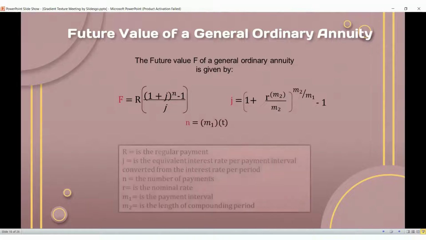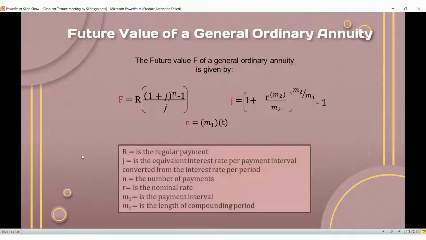Ano yung j? So ang j is the equivalent interest rate per payment interval converted from the interest rate per period. So bago natin mahanap yung future value, kailangan muna natin hanapin yung j natin. So kung napapansin nyo, may mga nadagdag na variable, yan, m sub 1 and m sub 2. So kailangan yan para makuha natin yung j.